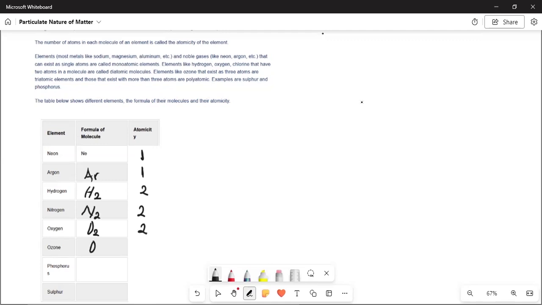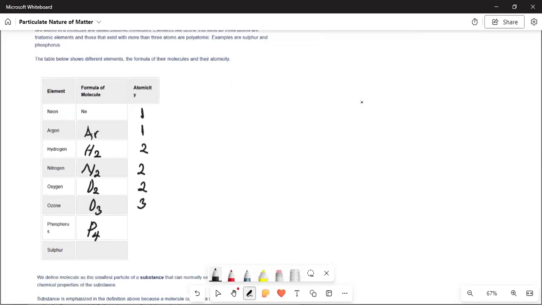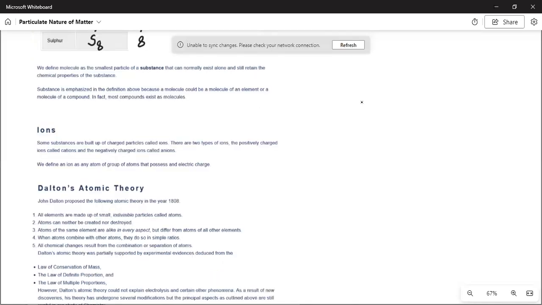Ozone is triatomic. Three atoms of oxygen come together to form a molecule of ozone. Therefore, the atomicity is 3. Then phosphorus is polyatomic. Four atoms of phosphorus must come together before phosphorus can exist as an element. And so it's polyatomic. The atomicity is 4. Why sulfur? Eight atoms must come together before sulfur can exist. It's also polyatomic with an atomicity of 8. So the point here is that the atomicity of an element is the number of atoms in one molecule of that element. Okay, so that is it about atoms and molecules.